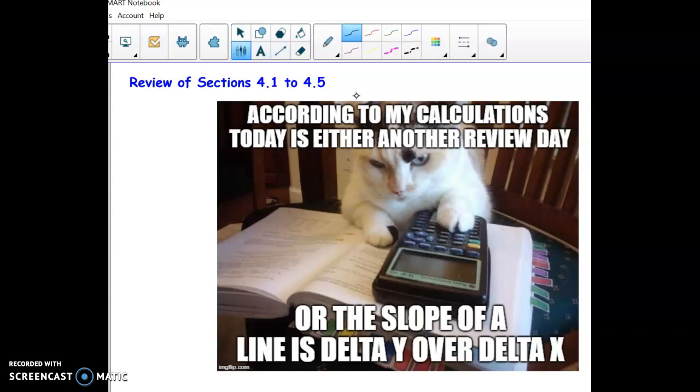Okay, welcome to review of sections 4.1 to 4.5. Chapter 4 is a pretty long test. We split it into two tests. The first test is on these first 5 sections.